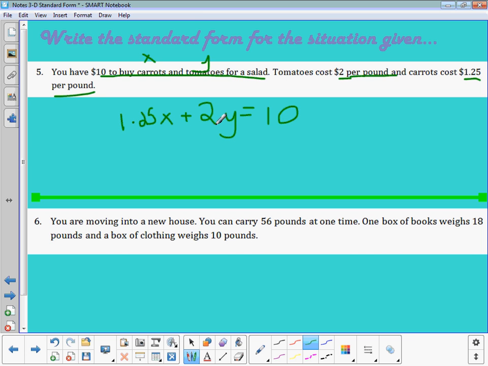You're moving into a new house. You can carry 56 pounds at one time. Well, we want to be productive, right? I'm going to assume that I want to carry 56 pounds for every single trip that I make. One box of books weighs 18 pounds. One box of clothing weighs 10 pounds.